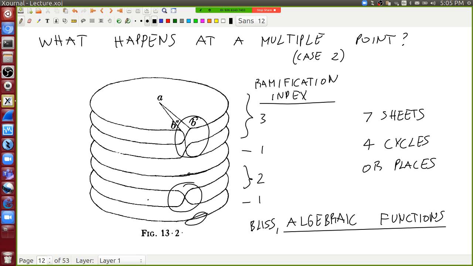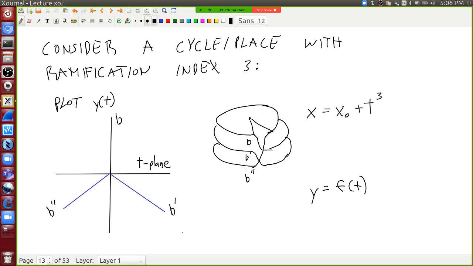And that covers all, when you have all these multiple points, you can have multiple cycles, they can have different ramification indices, but that really is kind of as bad as it gets. If we can handle multiple cycles and cycles of non-trivial ramification, we're kind of done. So what happens at a single cycle? If we've got, in this case, ramification.